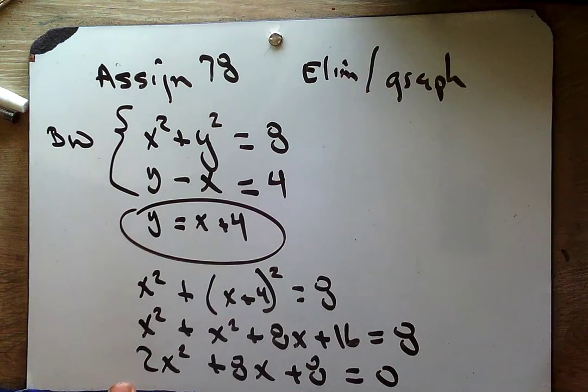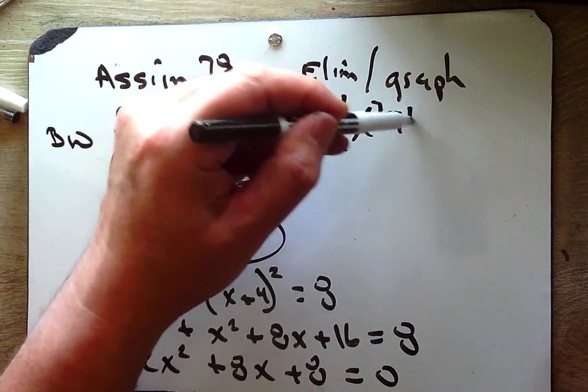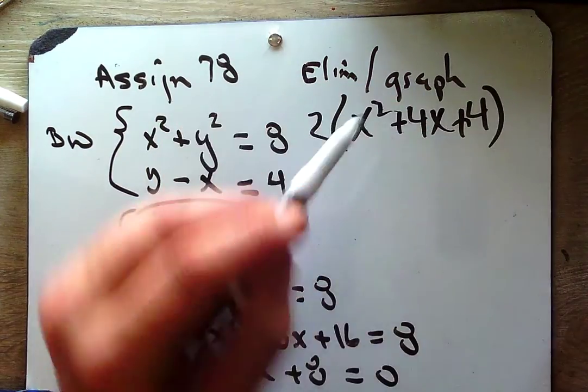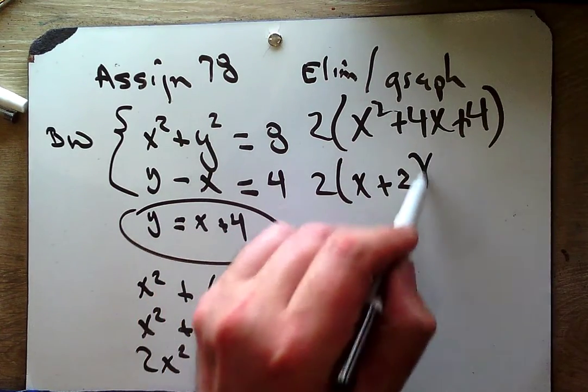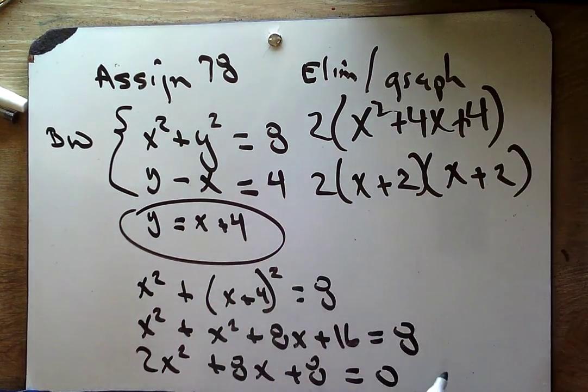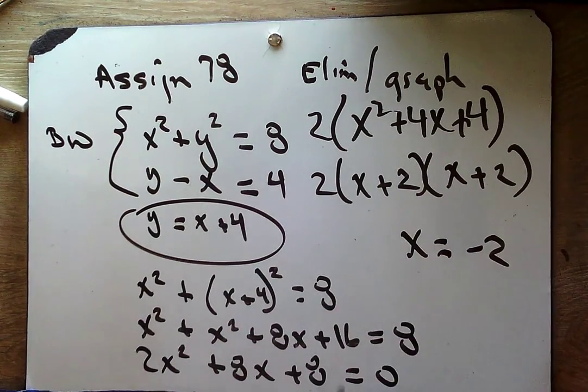And before I factor this as a trinomial, I'm going to do the GCF and pull out the 2. X squared plus 4x plus 4. And I see a perfect square trinomial here. It factors as x plus 2 times x plus 2. So I know there's just x equals negative 2 as a solution to this.